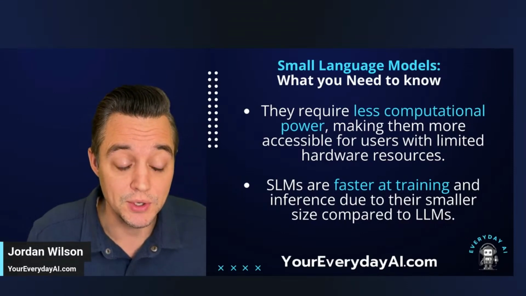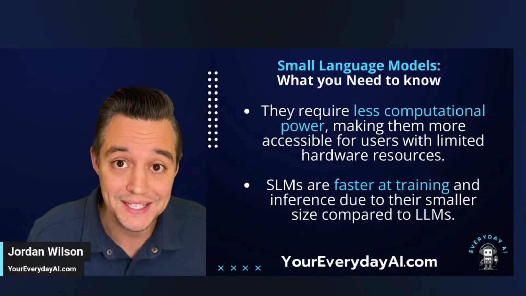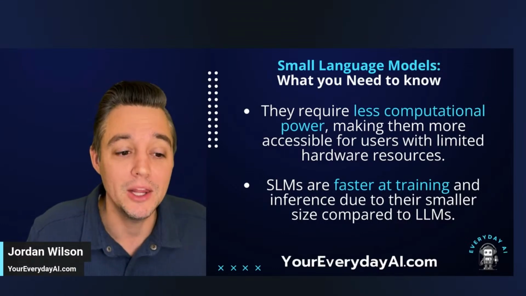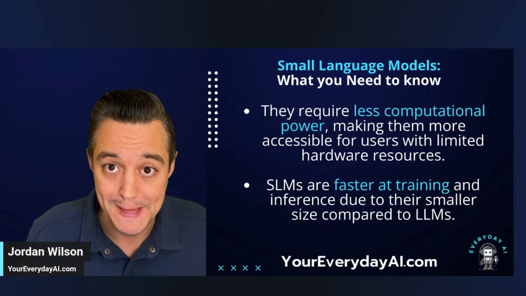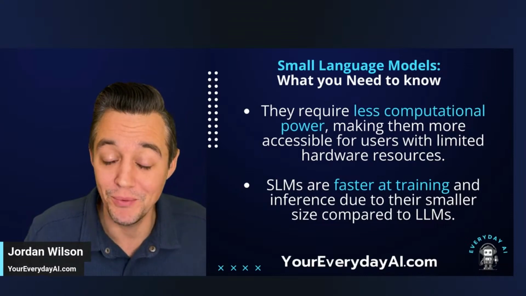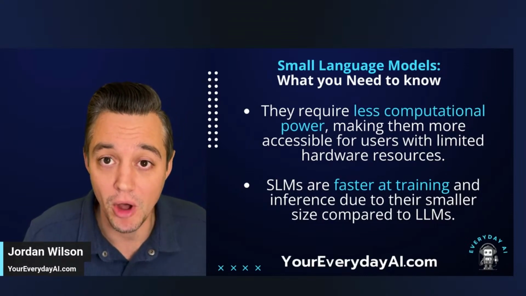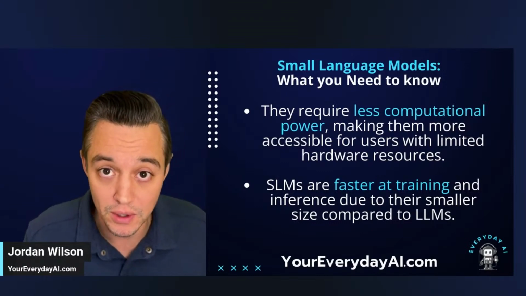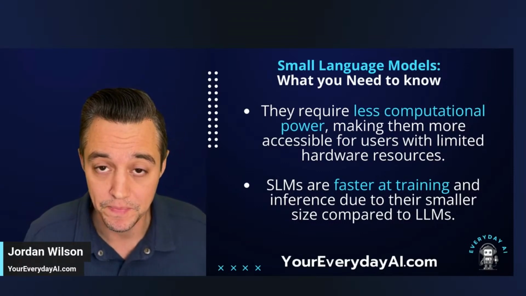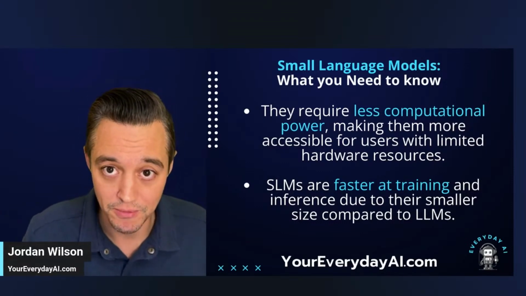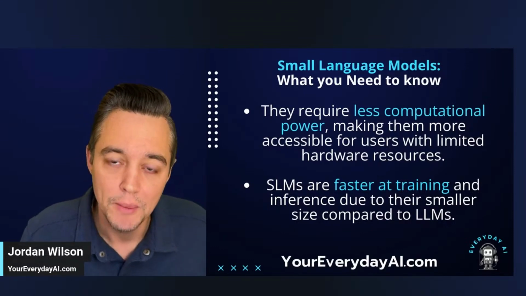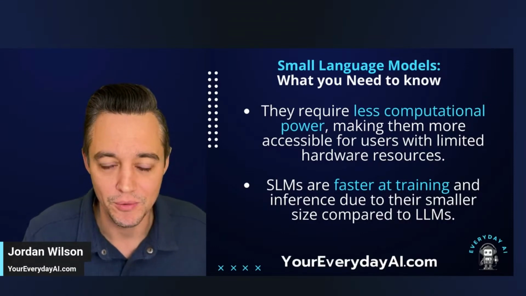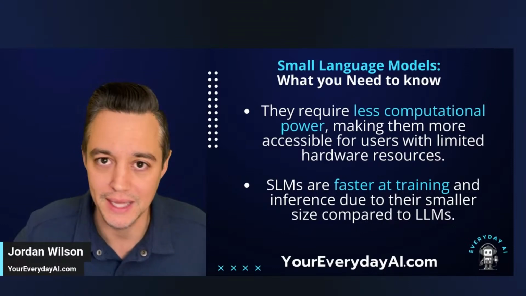Small language models require less computational power, making them more accessible for users with limited hardware resources. That's one of the most important things, right? These small models can live locally on devices, right? The new Samsung phones have Gemini Nano, which is technically a small model, but it lives on the hardware, which technically requires less compute.